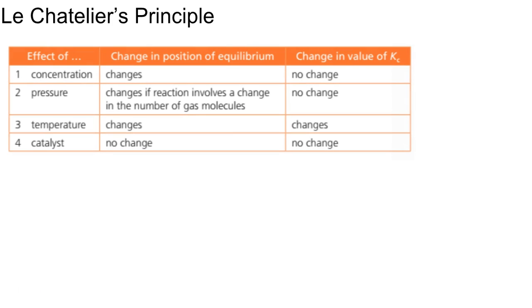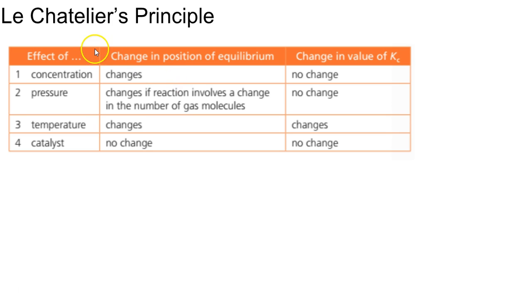Le Chatelier's principle. Le Chatelier, French chemist, okay? And he pretty much said this. If you're at equilibrium and you put some kind of stress on the equilibrium, let's say by changing one of the concentrations, changing the pressure, changing the temperature, or adding a catalyst, the equilibrium is going to move so that it goes back into equilibrium. You have a stress, it's going to shift and it's going to go back into equilibrium.